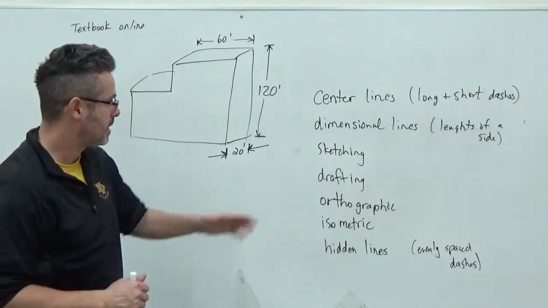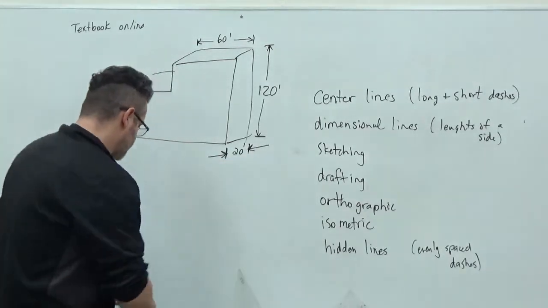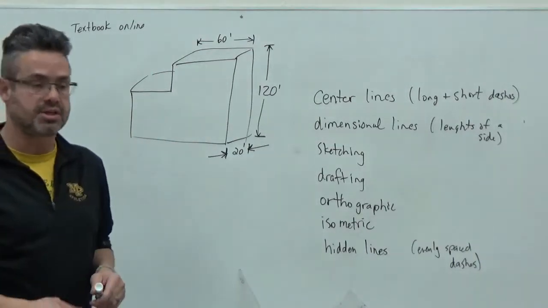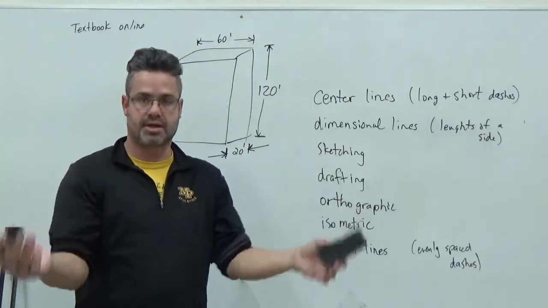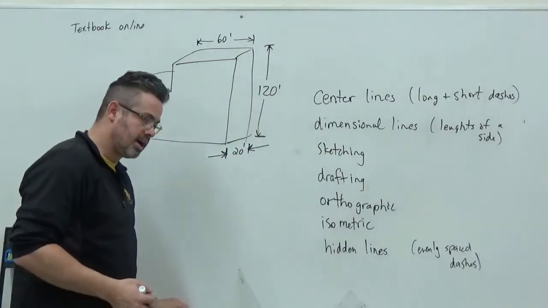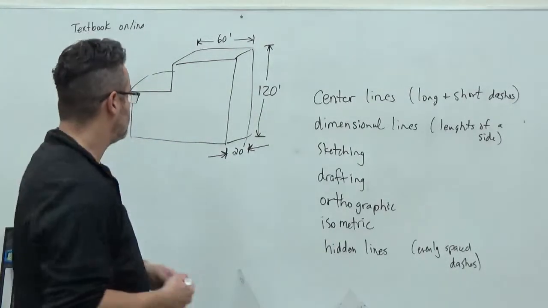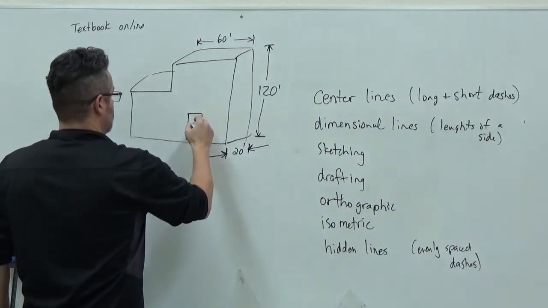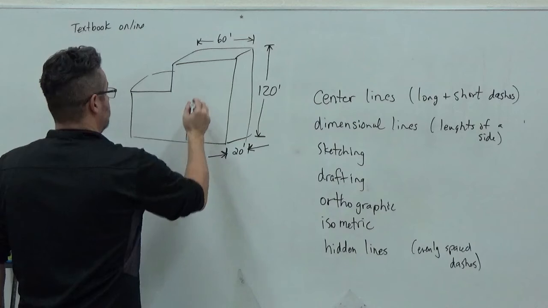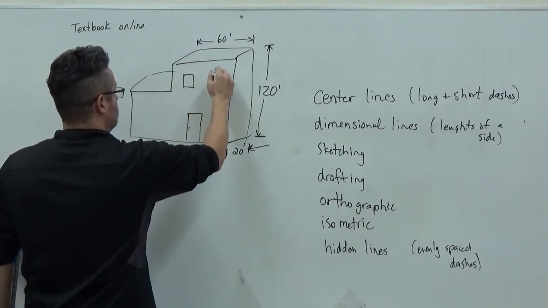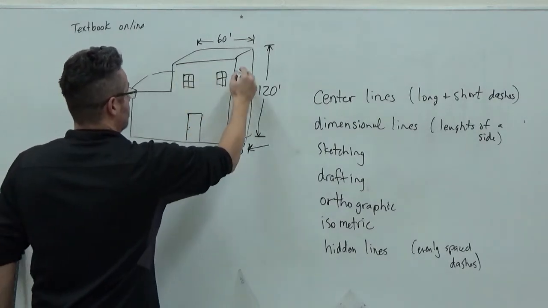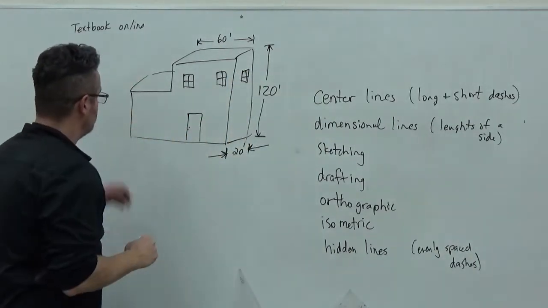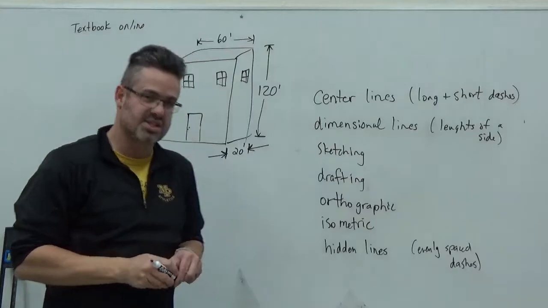Now, what's sketching and drafting? Well, sketching is what I'm doing right here. Sketching is freehand pictures. You're just making a sketch of something that you want to build. So maybe this is going to be a house that I build here, and I'm going to have some windows. I like this here. Got to have a window here, and maybe I'm going to have a door on the back side. Whatever the case is, this is a sketch.